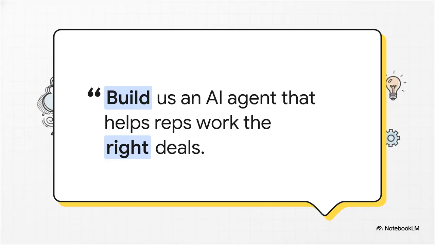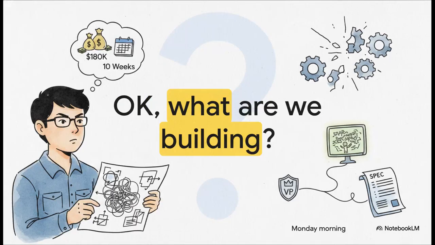Picture this. It's 2:48 p.m. on a Thursday, and Jordan, your VP of RevOps at a $340 million ARR company called Helix Revenue Cloud, drops this exact 7-word screenshot right into your Slack. Build us an AI agent that helps reps work the right deals. Below it, the only context you get is a Q2 objective to increase pipeline coverage. So, you're sitting there with a $180K budget and exactly one engineer, let's call him Chen, for 10 weeks.